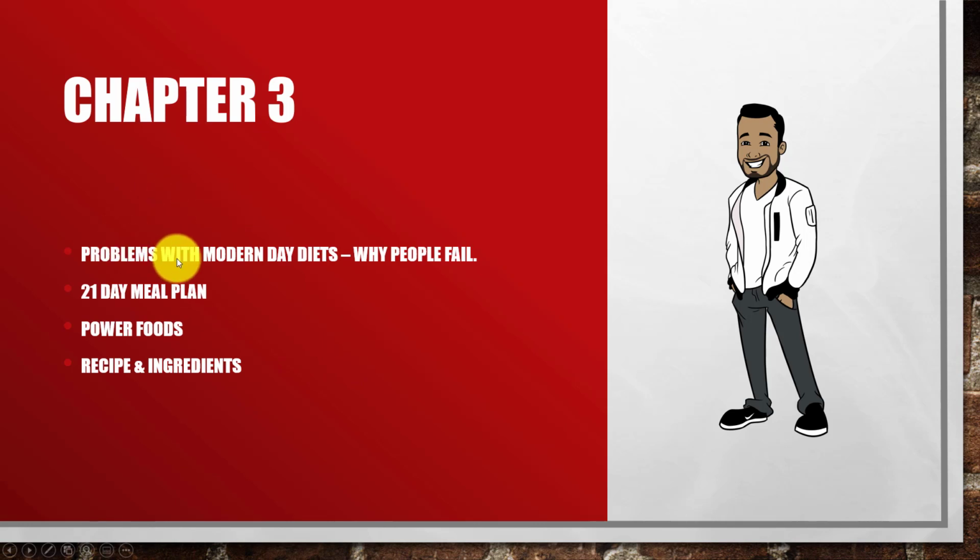Chapter 3, we're going to talk about the problems with modern day diets and why people fail. We're going to provide a 21-day meal plan. We're going to mention some power foods, give out some recipes and ingredients step by step.